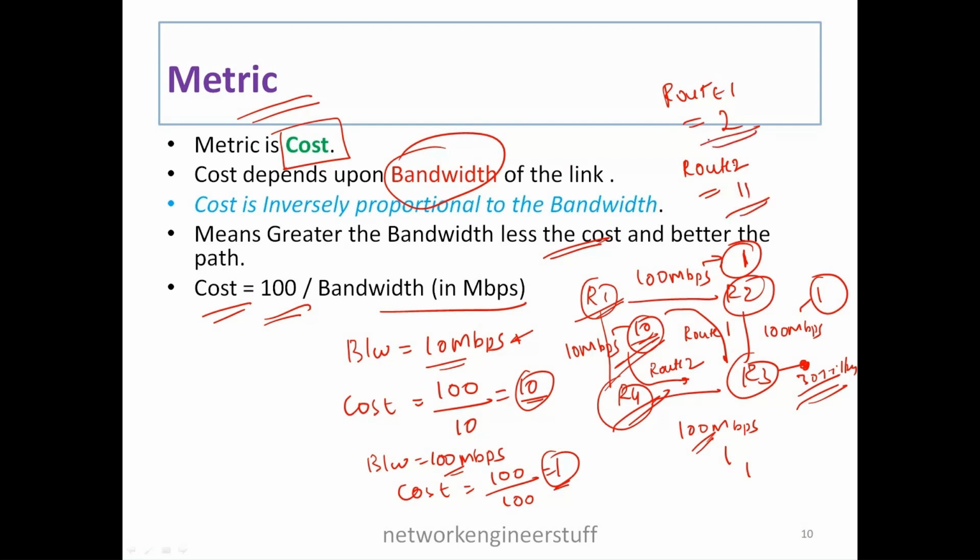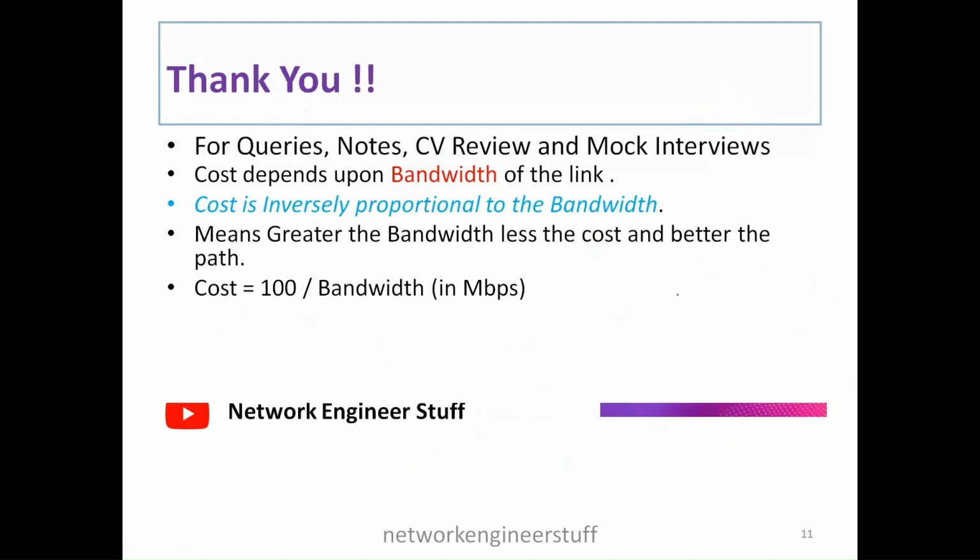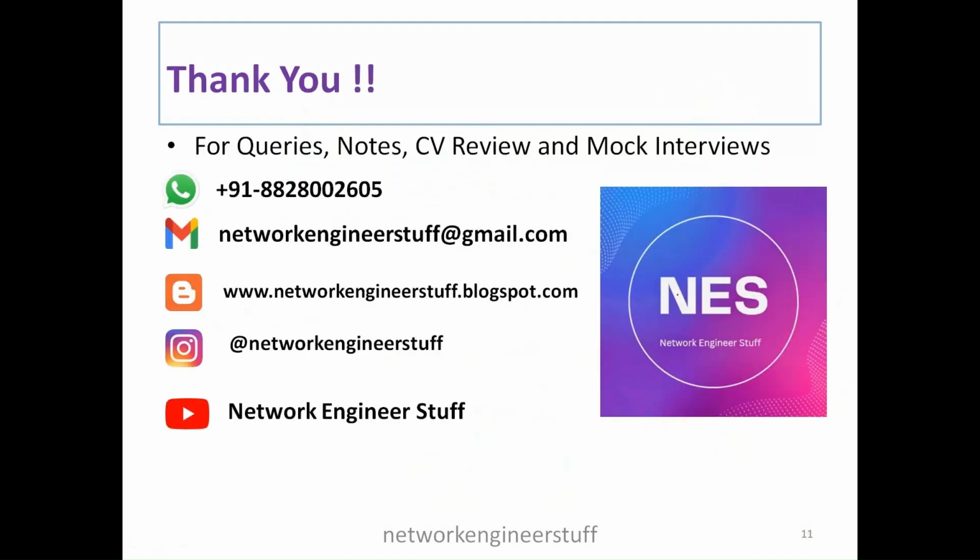Of course, route 1's cost is less, so route 1 will be selected. The traffic will be going via R2 to R3. Route 1 will be selected and it will be put in the routing table. So this is how the cost calculation is done in OSPF. So guys, always remember, in OSPF, metric is cost and cost depends upon bandwidth, and cost is inversely proportional to bandwidth, which means greater the bandwidth, lesser the cost, and better the path is, as we have seen for route 1. So guys, this was the introduction chapter.